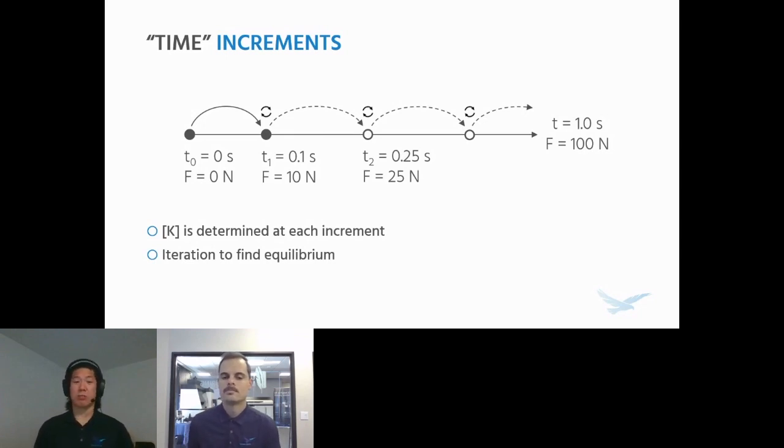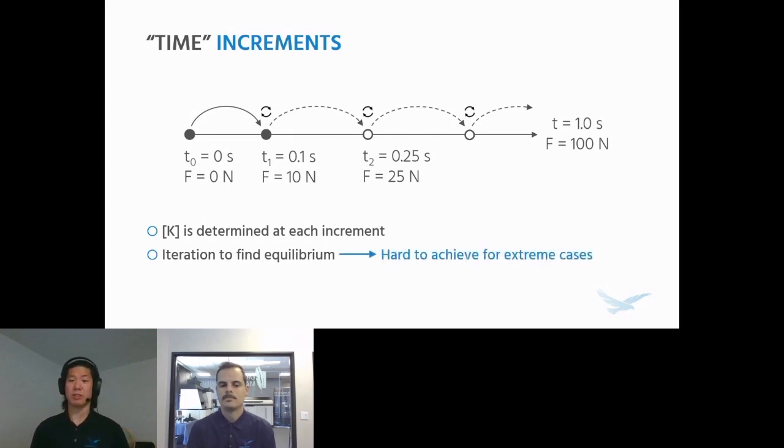This is where we start to run into problems when we're talking about extreme deformation. Equilibrium can be really hard to achieve for these extreme cases. We might have to do lots of iterations, and we might have to use very small time steps. And this means that our analysis can take a really long time to solve or not solve at all. So how do we deal with that?